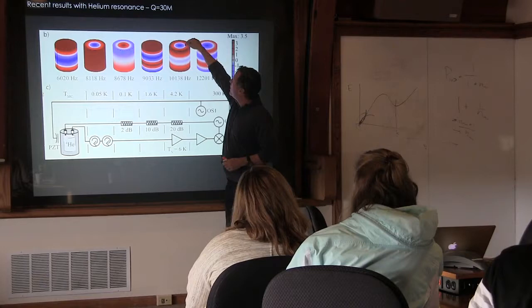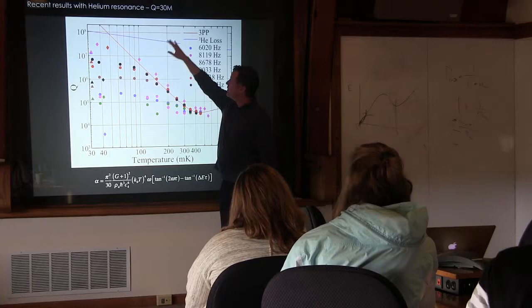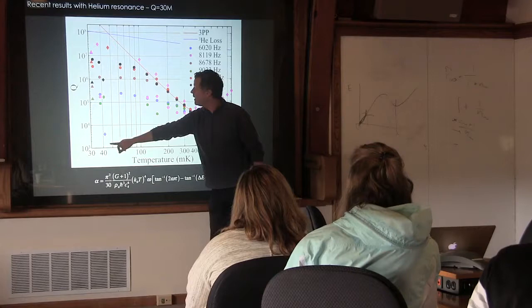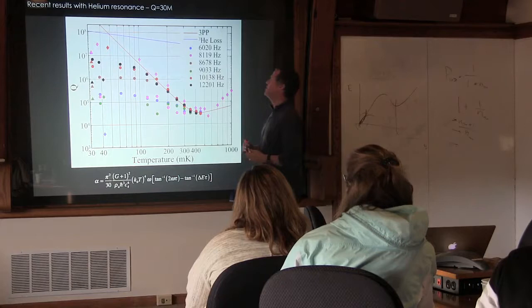Okay, so then you can ask about the Q. This is what we get for the Q here. This is 5 orders of magnitude in Q on this plot, cooled from 1 kelvin down to 30 millikelvin. In our last run, we see this is actually two data points on top of each other. We get up to nearly 30 million on the high point here.